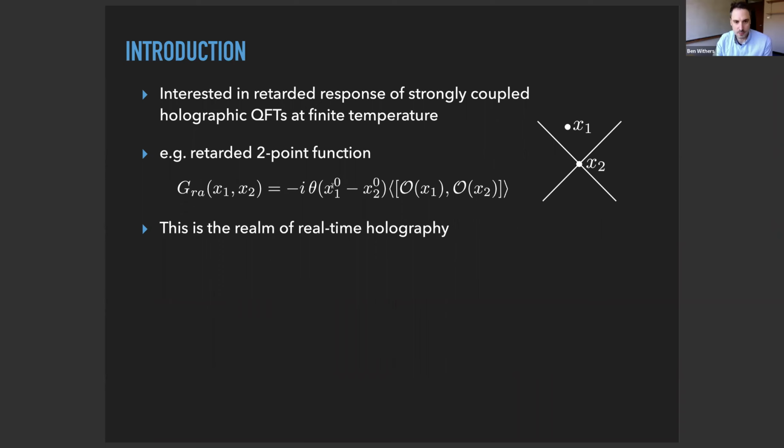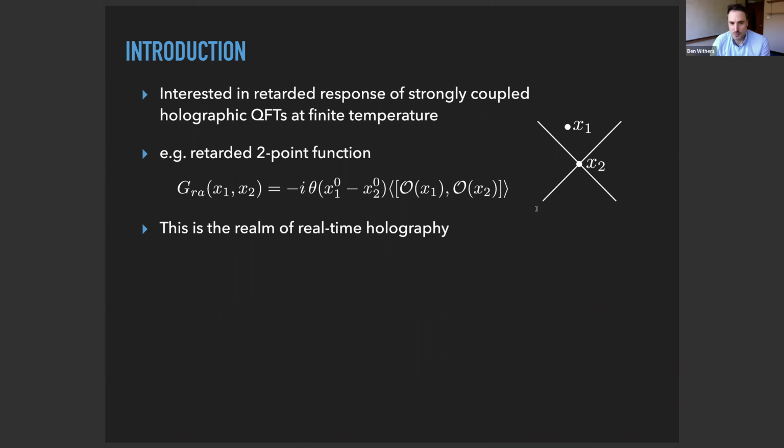So here I've written down the retarded 2-point function in a relativistic quantum field theory. You have some operators, let's call them O, and then we insert them at x1, x2, we take the commutator and evaluate the expectation value of this in the thermal state. And then we have this theta function. So the support of this retarded 2-point function, which we're calling G_RA for reasons that will become clear shortly, depends on these two insertion points, x1 and x2.